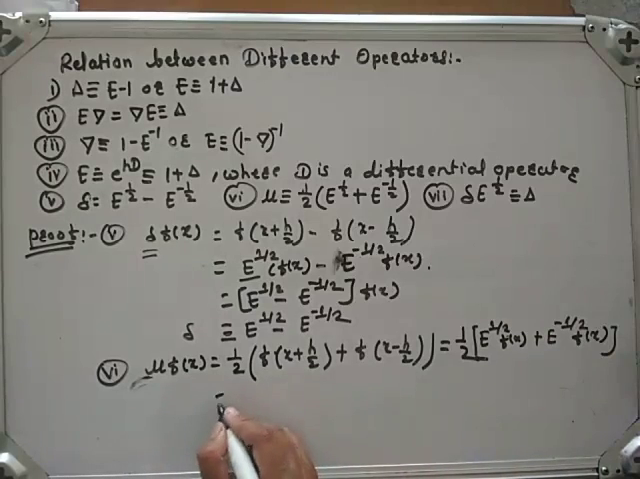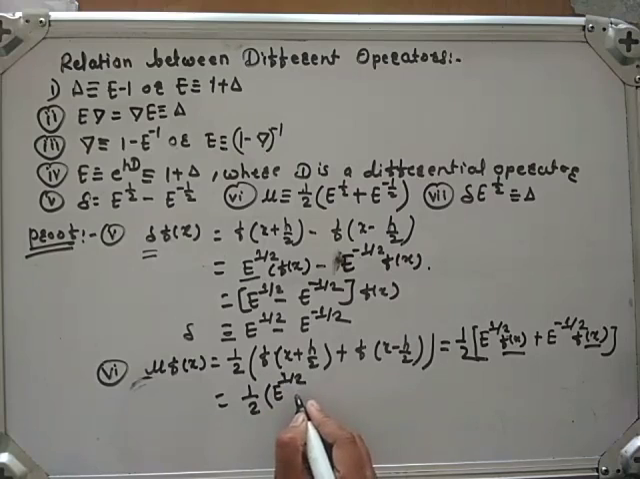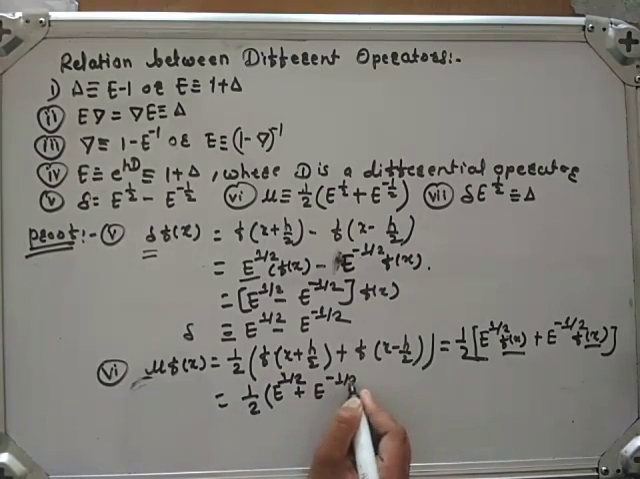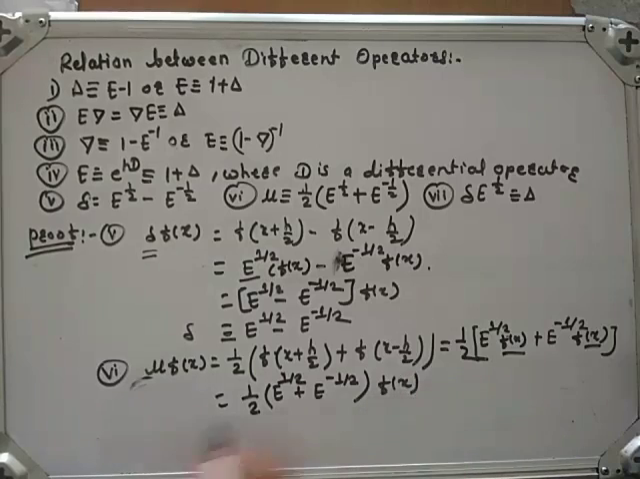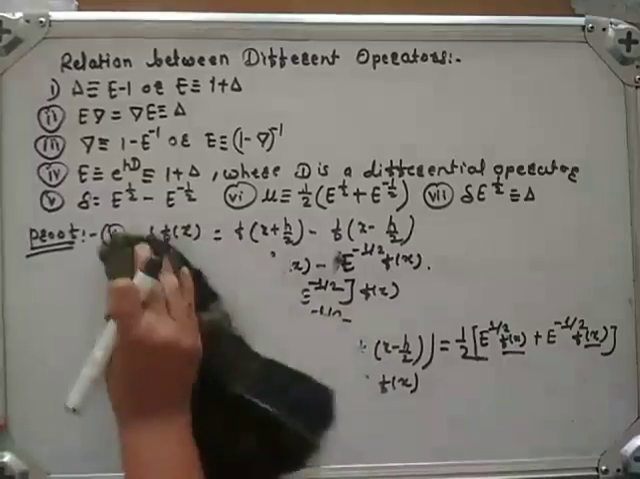which is equal to 1 by 2. Here f of x is common, so in the bracket remains 1 half into E raised to 1 by 2 plus E raised to minus 1 by 2 into f of x. Therefore, we get mu is equivalent to 1 by 2 into E raised to 1 by 2 plus E raised to minus 1 by 2. Hence we have proved relation number 6.